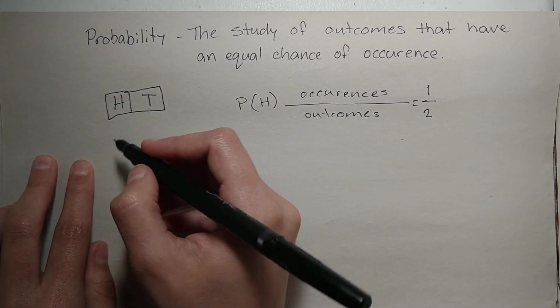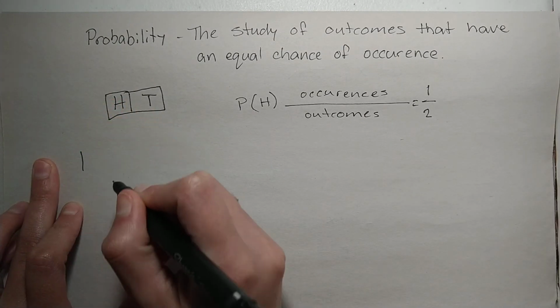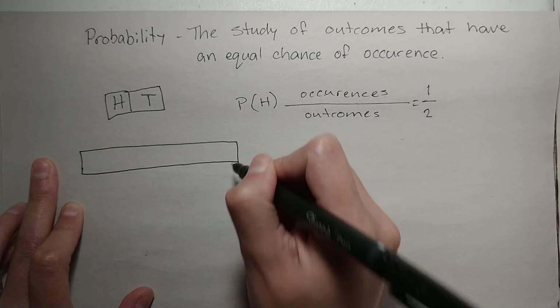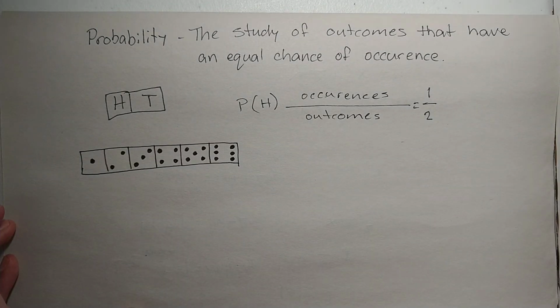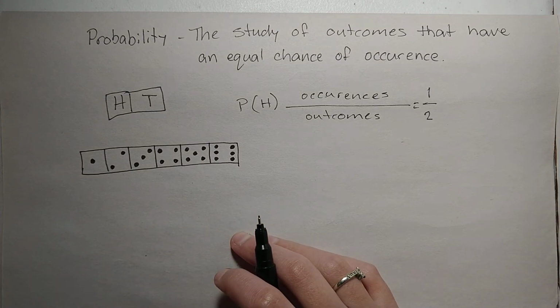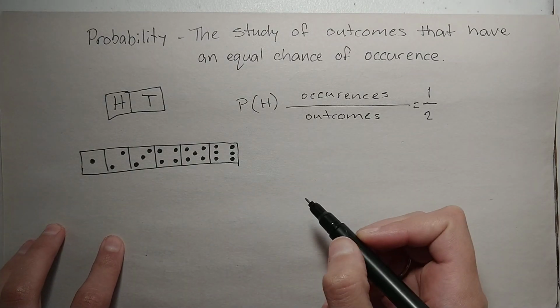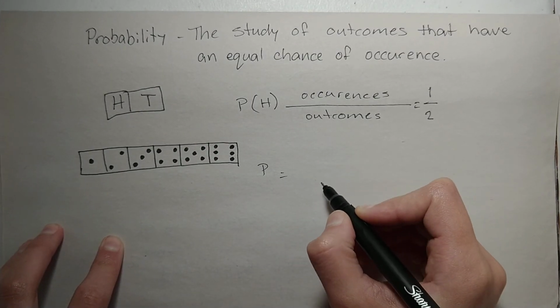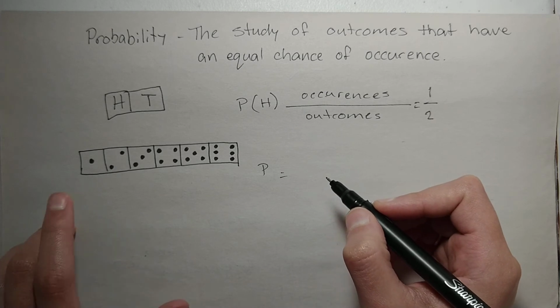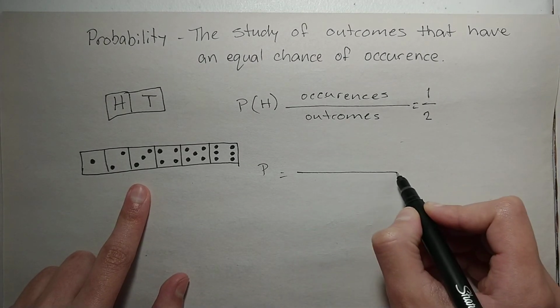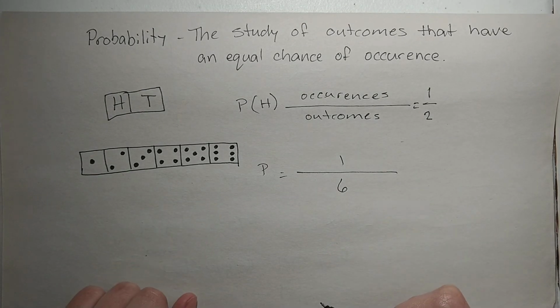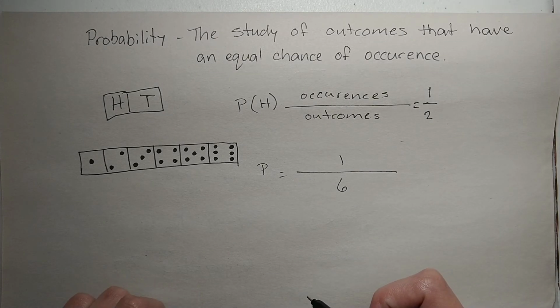All right, and then when we roll a dice, we have 6 possibilities. So here you have the 6 possibilities when you roll a dice. So you have the number of occurrences, which can be, what's the possibility of rolling a 3? So 1 occurrence, 6 outcomes. So you have a 1 in 6 chance probability of rolling a 3.